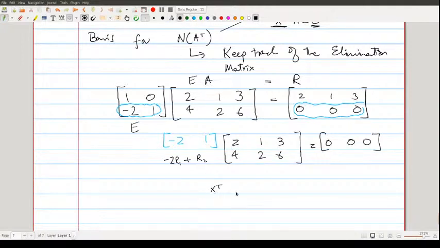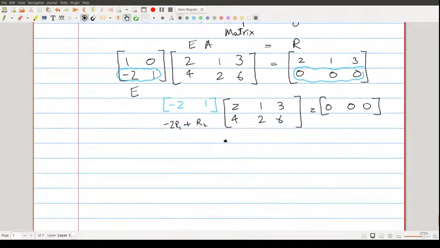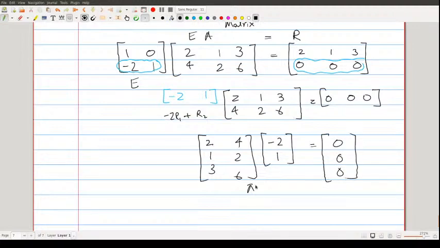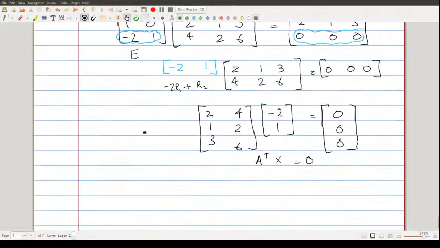This is just x^T A giving me the 0 row, which means this is part of the null space of A transpose. If I flip this over, then I have really just taken the transpose, 2, 1, 3, 4, 2, 6, transposed like this, then transposed this, minus 2, 1. Then I've actually solved A^T x equal to 0 without even doing Gaussian elimination on this column vector, right? That's just going to give me the same thing.